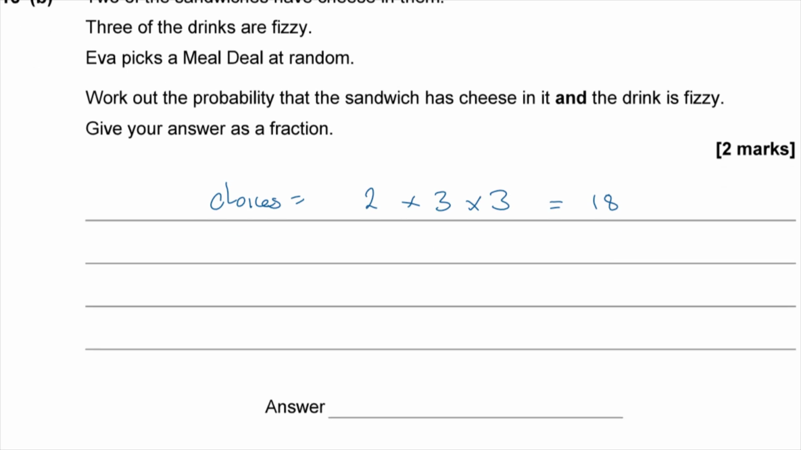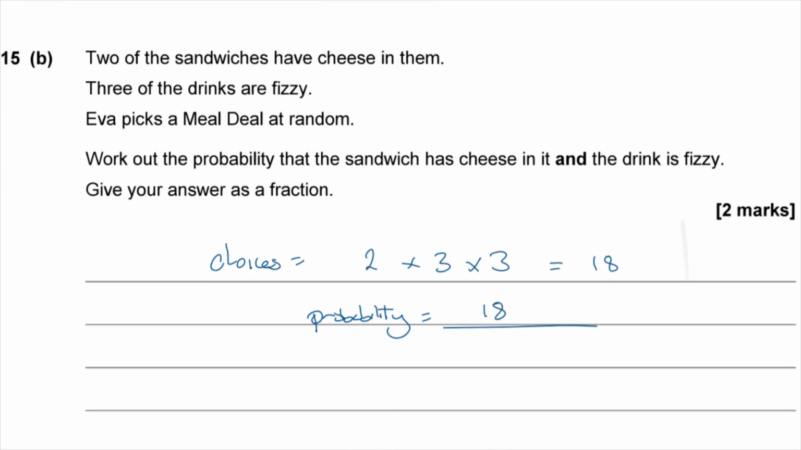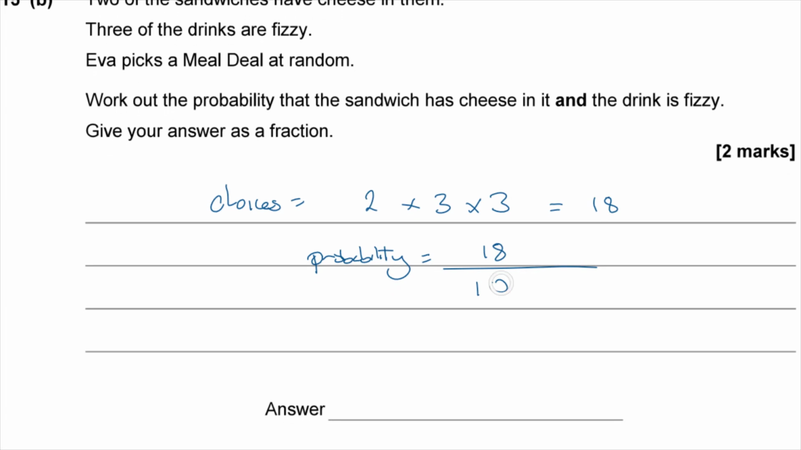So then the probability that she would have picked that then is going to be successful outcomes, number of choices that end up with cheese and fizzy, divided by the total outcomes, which we worked out a second ago was 105. So probability then is going to be 18 over 105. Okay, that's it. Done.